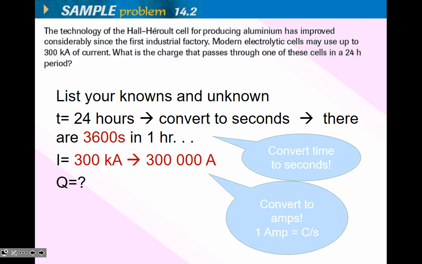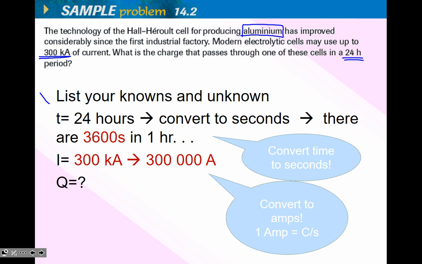So here's a problem. The technology of the Hall-Héroult cell for producing aluminum, so this is a cell used to produce aluminum, because sometimes we want to produce a metal from its ore, okay? It has improved considerably since the first industrial factory. Modern electrolytic cells may use up to 300 kiloamps, but remember, anytime you're using that formula, kiloamps have to be converted to amps. 300 kiloamps of current. What is the charge that passes through one of these cells in 24 hours? Okay, so that's our data that we know.